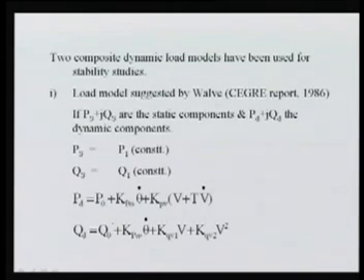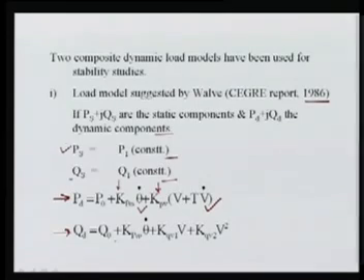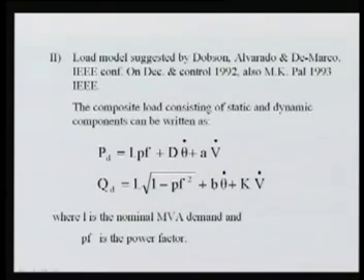The load model suggested by Walve in the 1986 report: if PS plus jQS are the static components and PD plus jQD are the dynamic components, then we can write PS equal to P1, a constant, and QS we can also take as a constant. For the dynamic component, we can write the dynamic equation in terms of voltage and theta. So he suggested that we can take some constants here and include those in stability programs.